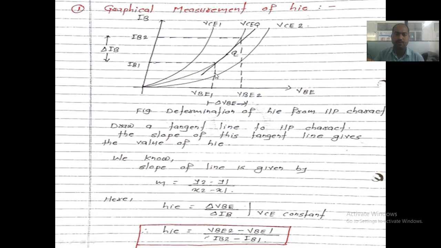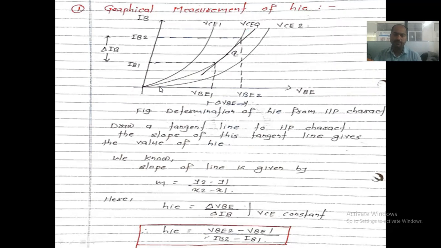To find VCQ, Q indicates the quiescent point. It is also called the operating point of the transistor. For that purpose, we take the VCQ value as a constant and change the value of the base to emitter voltage, right? We increase the value of VB and plot the value of the base current. So we get this plot for VCQ.